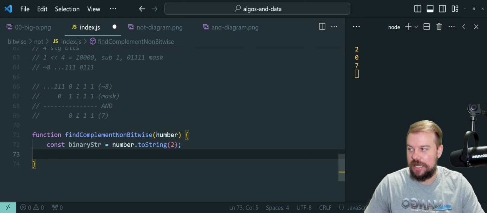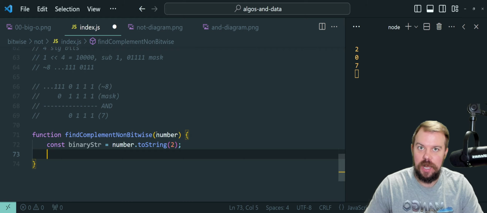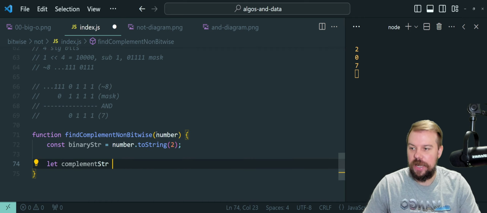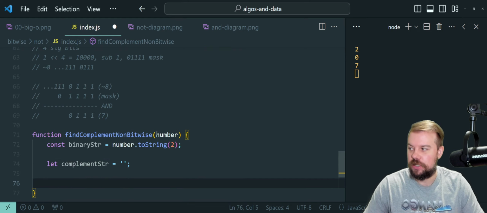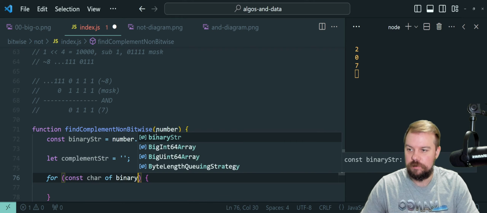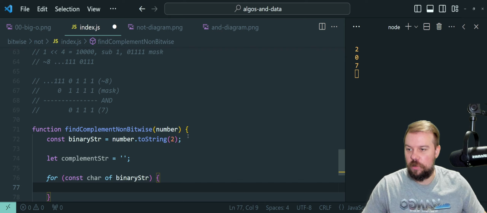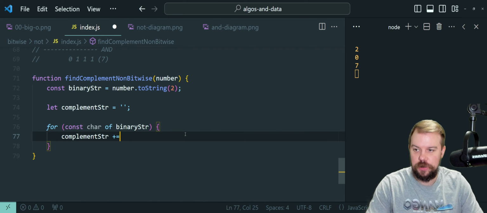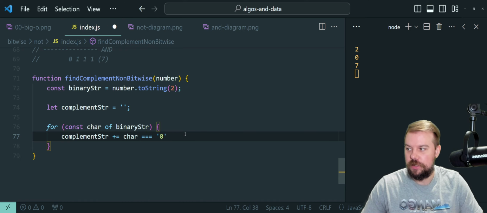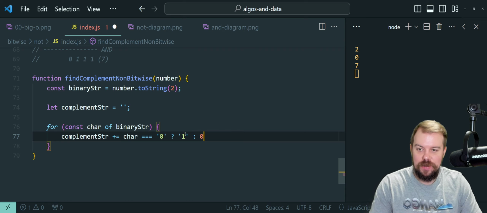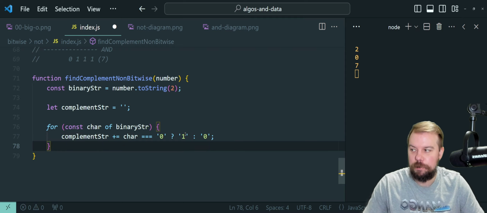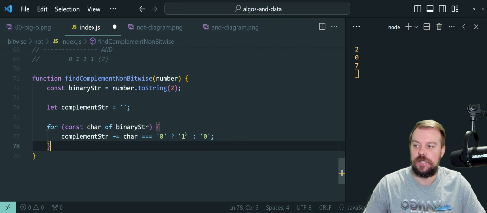Then all I need to do is generate a new string based off of each character in our binary string. So we're going to generate a complement string, which will be an empty value to start. We're going to loop through each character of the binary string, and for each character, we're going to simply concatenate into the complement string based on what the character is. If the character is the string value 0, we're going to concatenate a 1. If it's not a 0, we're going to concatenate a 0. There is our not operation in play, right? Just simply toggle the switches up and down based on their previous position.